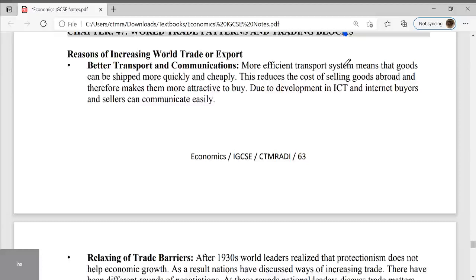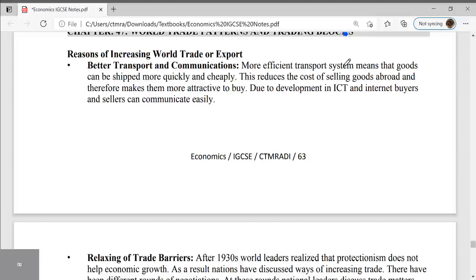Because now we can transport quickly, and even cheaply. Okay, so that's a reason by which this trading is achieved. So this is one of the reasons. The transportation methods and communication methods are becoming very cheap, okay, and very fast.